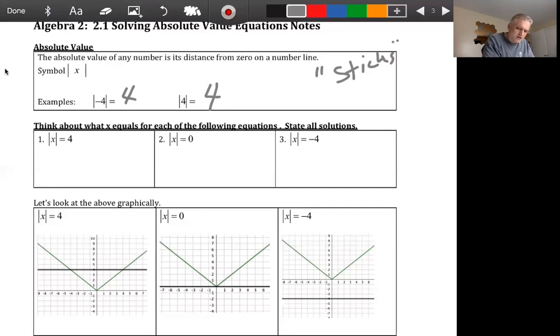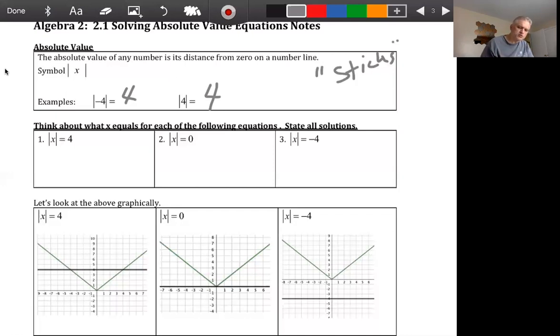All right, so now let's think about what x equals for each of the following equations. State all of your solutions. Pay attention on this. It's quick, it's pretty easy, but if you don't get this, you won't be able to grasp the future concepts here in this notes session.